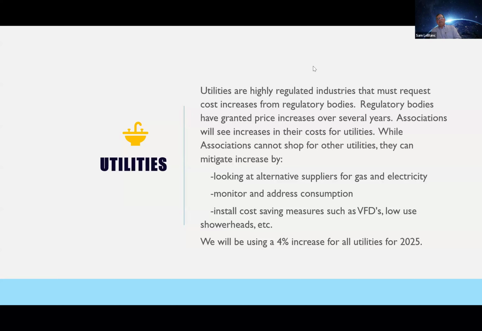You can talk to your manager about this, but that's one way you can get your community involved in being aware of and saving on consumption, which obviously helps limit your price increases.